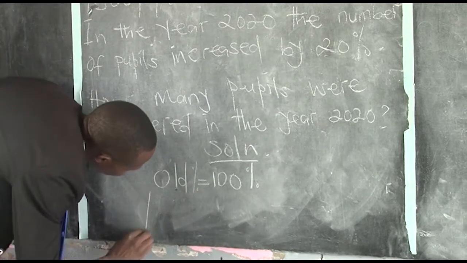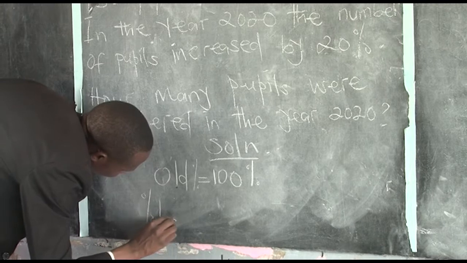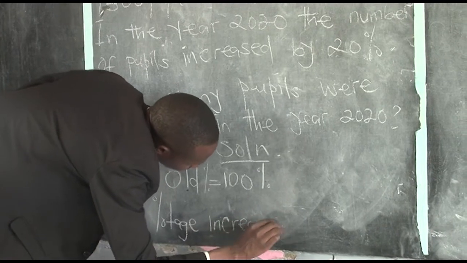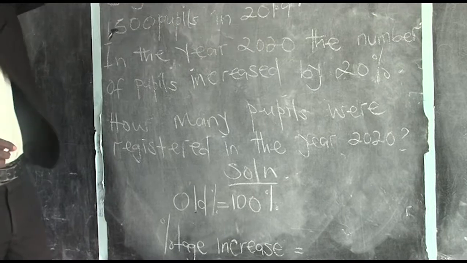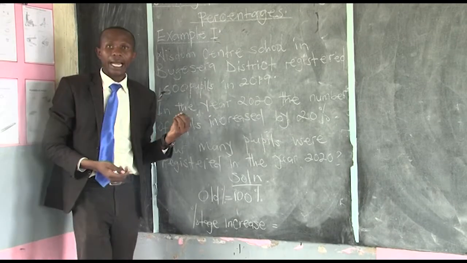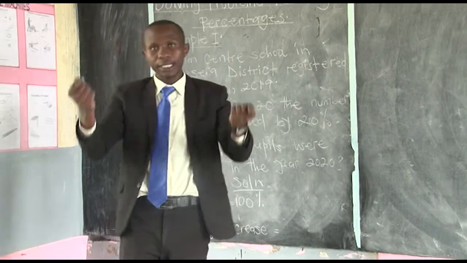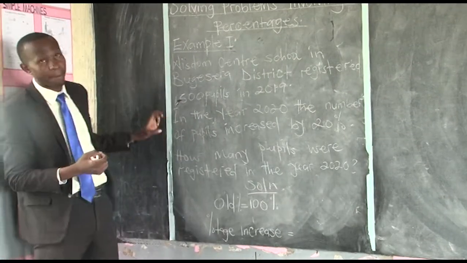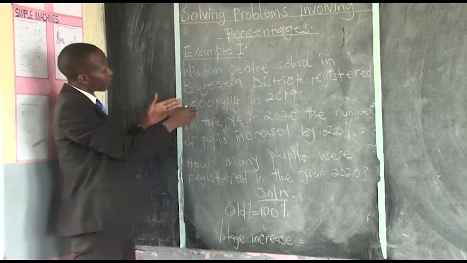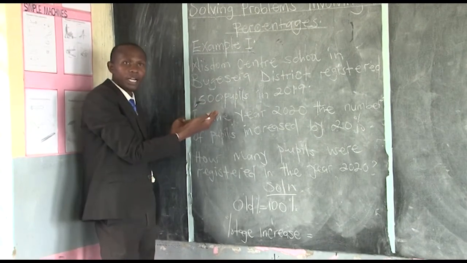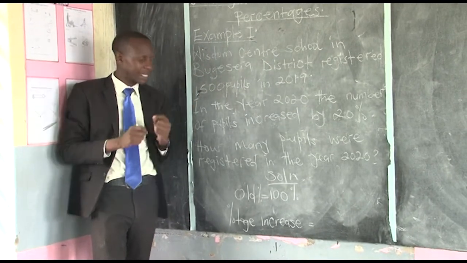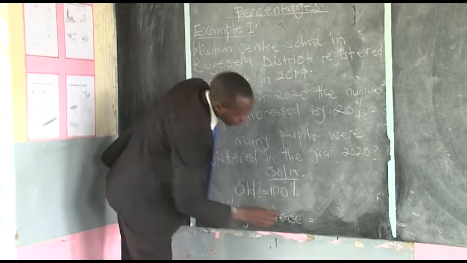Then we shall say percentage increase is equal to. So when we look at this, these 1,500 pupils are the original number that was increased. That one is considered as the old number of pupils. They were 1,500, but they were increased. As we consider this as the original number of pupils, we also consider this to be equivalent to 100%, which was the original percentage. Okay? Then from there, we shall say percentage increase.